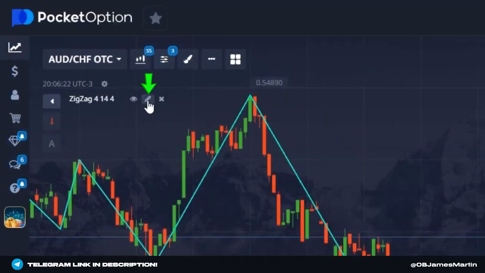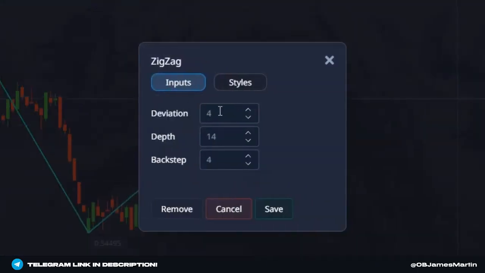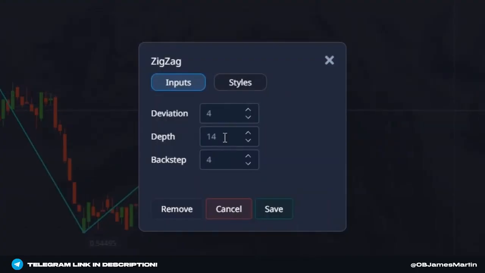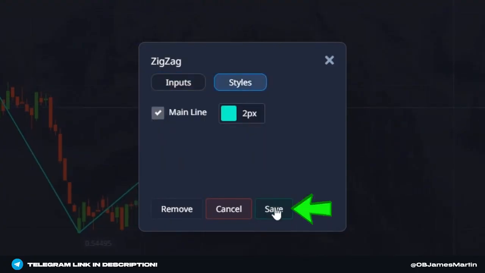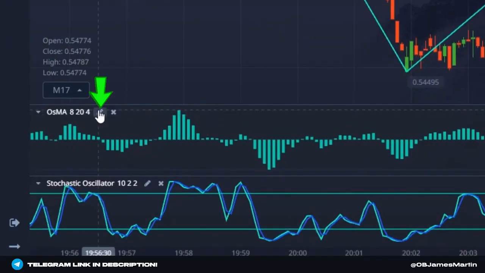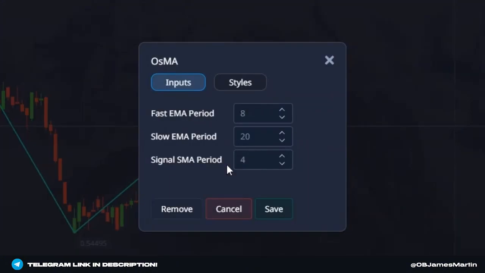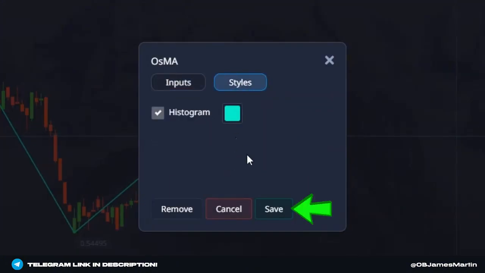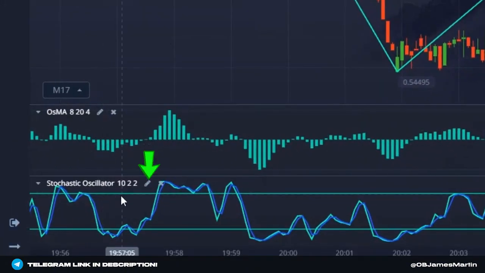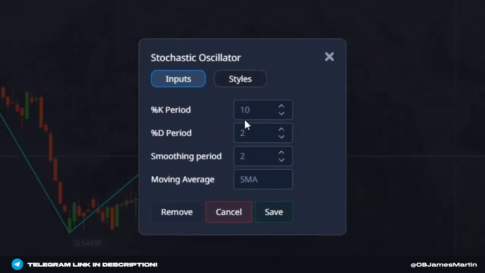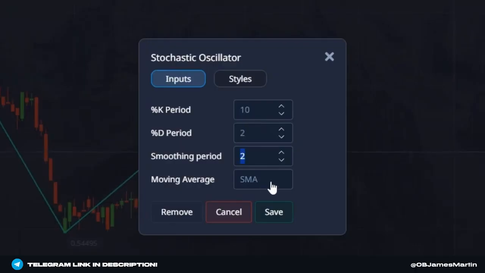Let's configure it. We're gonna use 4 deviation, 14 the depth, 4 backstep, and the style is up to you, but use 2 thickness. Click on save. OsMA 8, 20, and 4. Alright, for the style, use this histogram. Now on the oscillator, we're gonna use 10, 2 on the moving period, and a simple moving average.